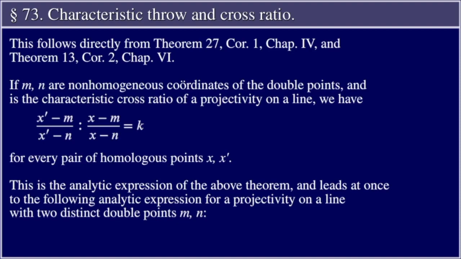If m, n are non-homogeneous coordinates of the double points and k is the characteristic cross ratio of a projectivity on a line, we have the quantity x' minus m divided by the quantity x' minus n, divided by the quantity x minus m divided by the quantity x minus n, is equal to k, for every pair of homologous points x, x'. This is the analytic expression of the above theorem and leads at once to the following analytic expression for a projectivity on a line with two distinct double points M, N.